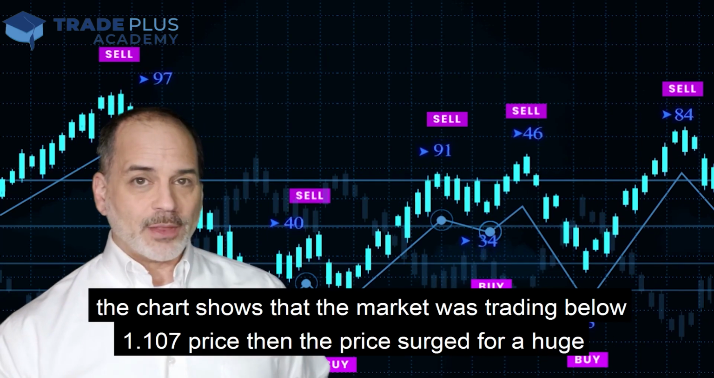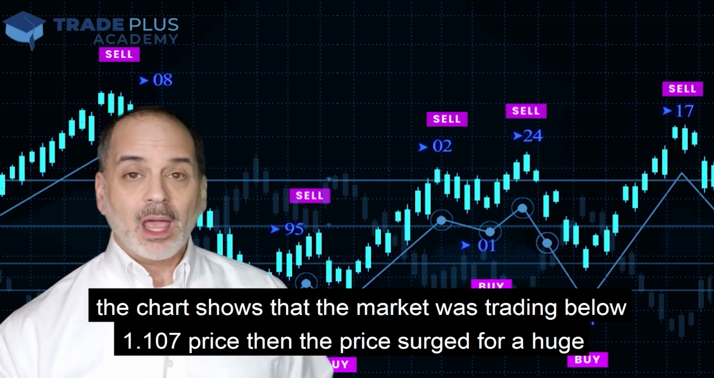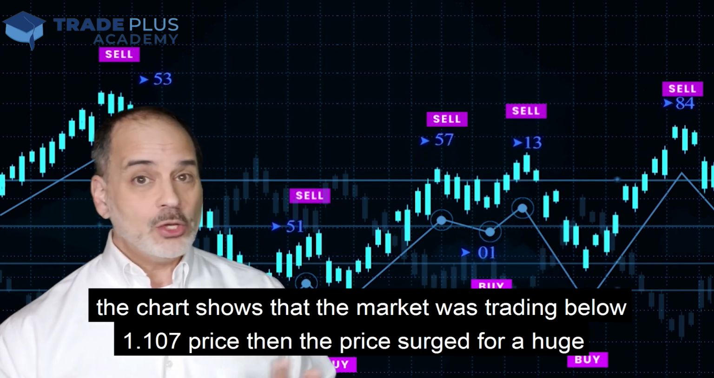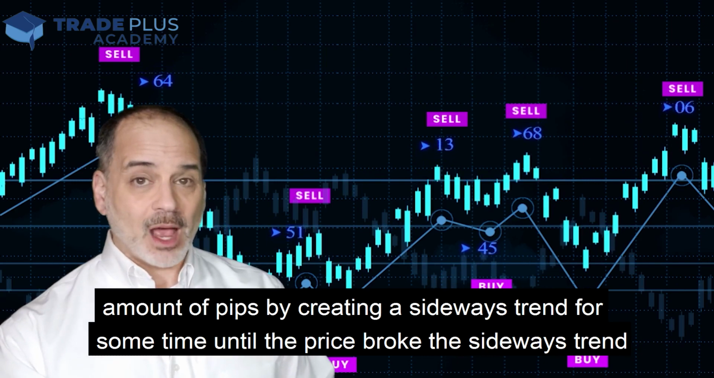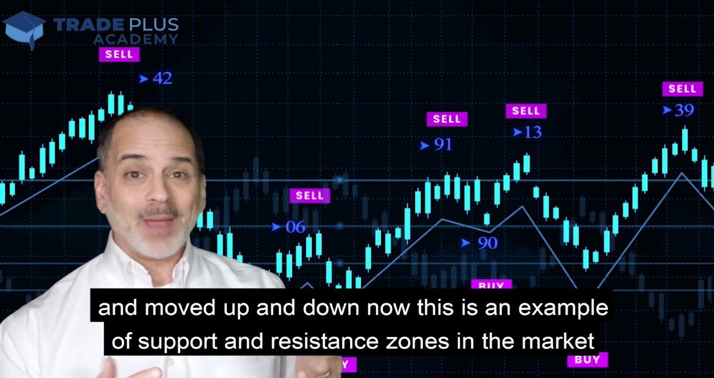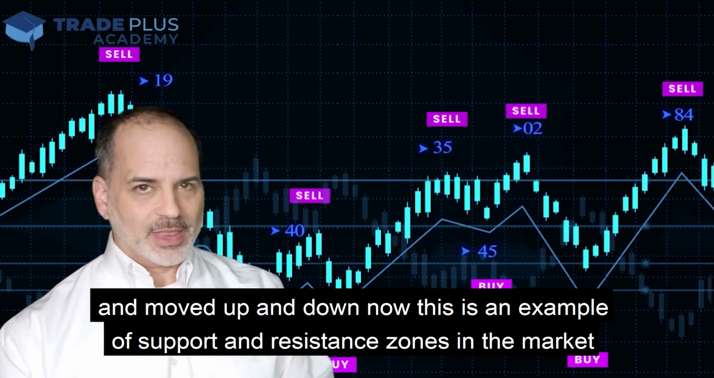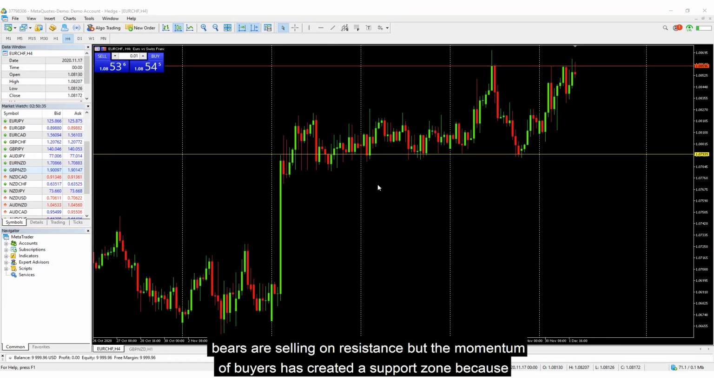The chart shows that the market was trading below 1.1075 price. Then the price surged for a huge amount of pips by creating a sideways trend for some time until the price broke the sideways trend and moved up and down. Now, this is an example of support and resistance zones in the market. Bears are selling on resistance, but the momentum of buyers has created a support zone because they're buying on that zone.